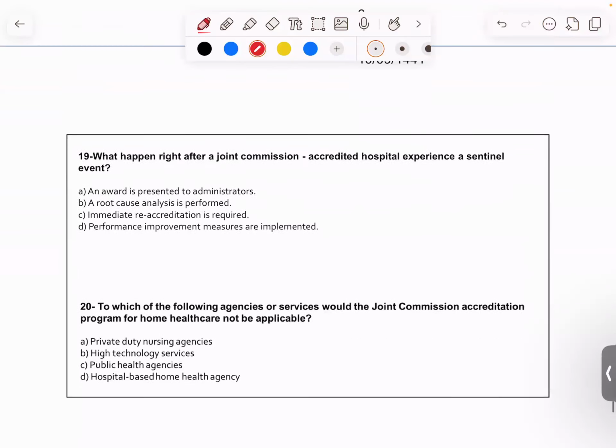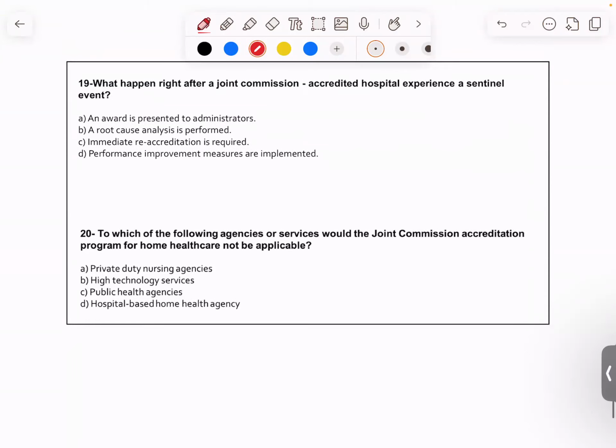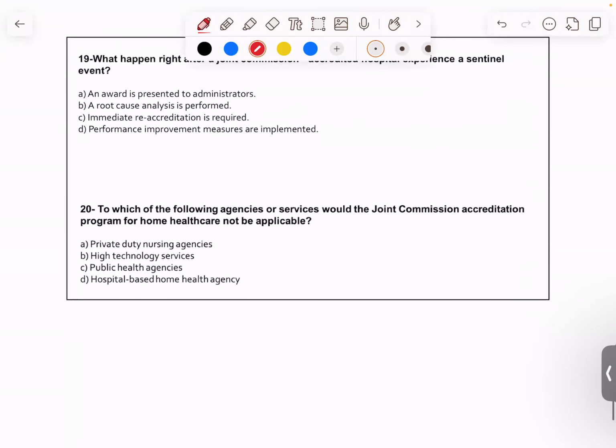For number 19, what happens right after a Joint Commission accredited hospital experiences a sentinel event? A, an award is presented to administrators. B, a root cause analysis is performed. C, immediate reaccreditation is required. D, performance improvement measures are implemented. Root cause analysis performed, letter B, excellent. So the next step is to conduct a root cause analysis to assess areas of improvement.